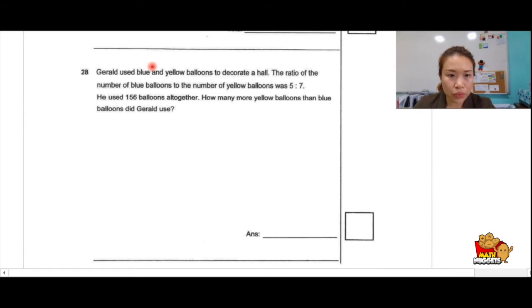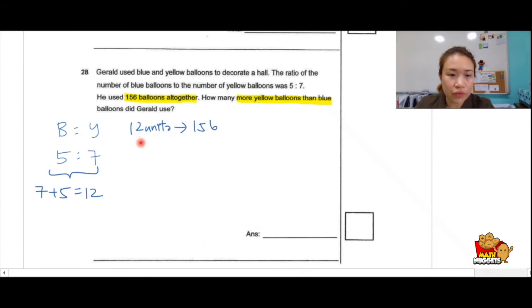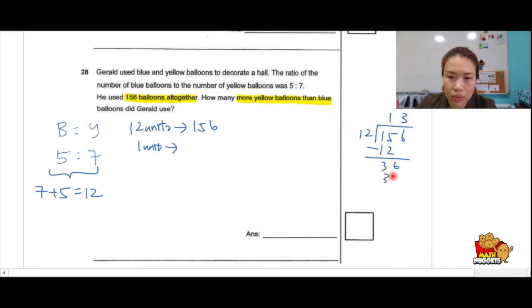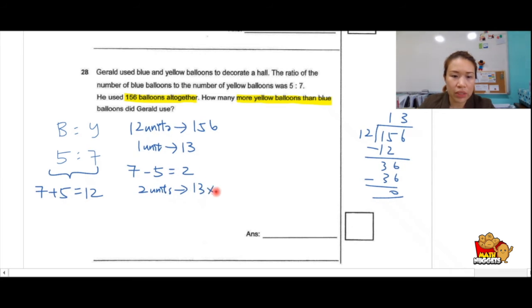Question 28. Gerald used blue and yellow balloons to decorate a hall. The ratio of blue to yellow balloons was 5:7, and there were 156 balloons altogether. We're trying to find the difference between the yellow and the blue balloons. So total will be 7 plus 5, 12 units. So we know that 12 units make up 156 balloons. So this would be 156 divided by 12. One unit is 13 balloons. So the difference between the yellow and the blue balloons, yellow 7 units, blue 5 units, would be 2 units. So we simply need to find 2 units, which is 13 times 2. The answer is 26.